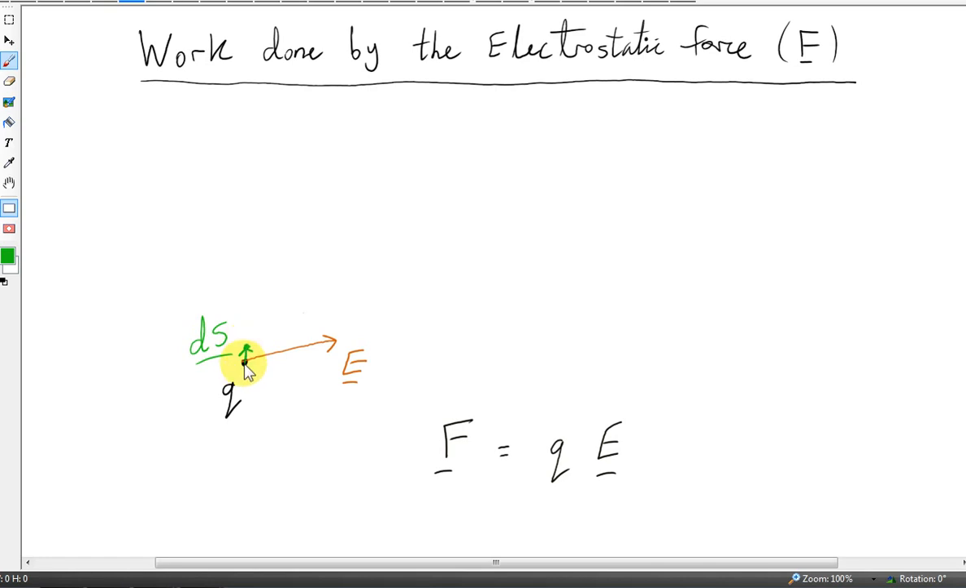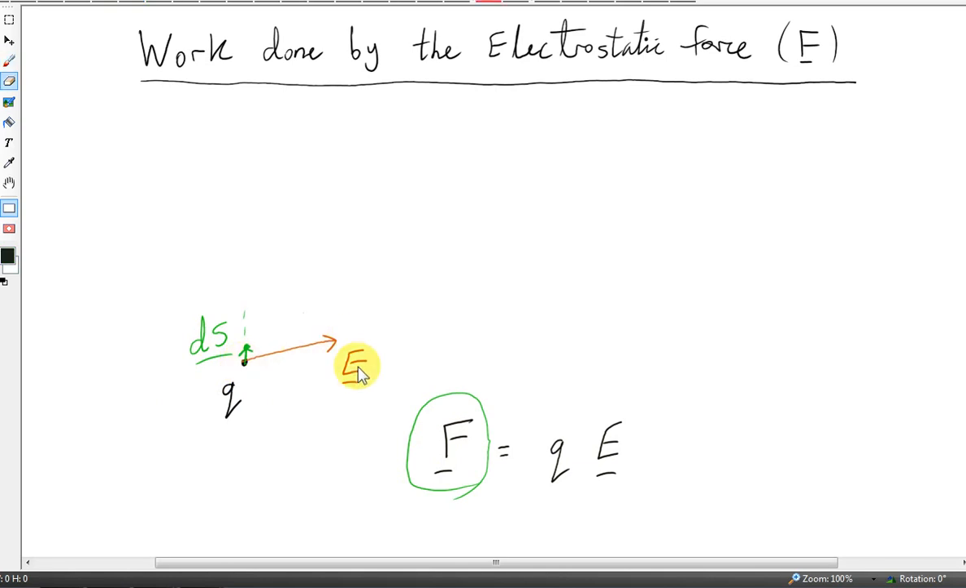Now, what forces cause Q to move from here to here, we are not too interested in. However, we do know that this electric field E is acting, but there could be other forces acting. Or Q could already have been moving due to some other forces, and it moves from here to here, this distance ds, along this vector ds. We are interested in the work done by the electrostatic force F, not the work done by any other forces that could be acting on the charge Q.